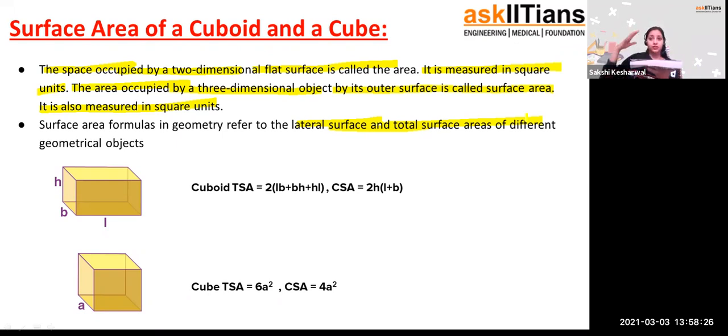Height, right? So if I say find the lateral surface area, what do you mean by lateral surface area? Lateral surface area is except the top and the bottom, right? The room in which you are sitting is in the shape of what? It's a cuboid, right?